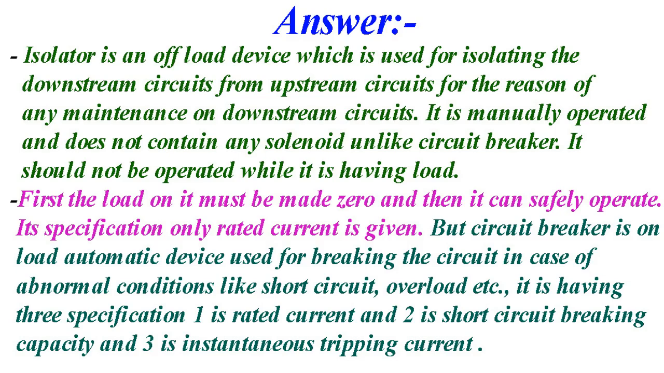Its specification only relates to current, but the circuit breaker is an on-load automatic device used for breaking the circuit in case of abnormal conditions like short circuit, overload, etc. It has three specifications. The first is rated current, the second is short circuit breaking capacity, and the third is instantaneous tripping current.